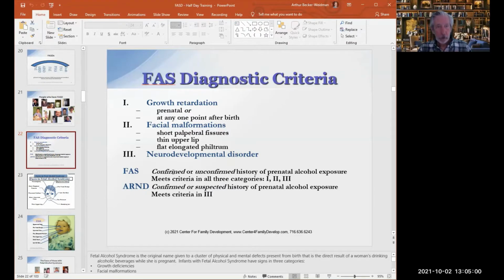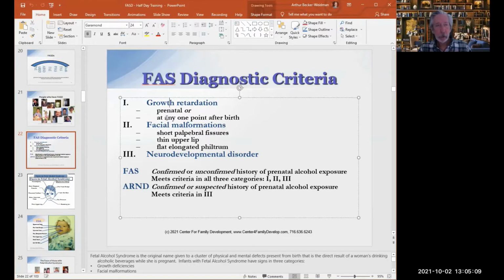So for FAS, you need confirmed or unconfirmed history of exposure and category 1, growth retardation, prenatal or anytime after birth, facial malformations, and neurodevelopmental disorders, cognitive impairments. For ARND, confirmed or suspected history of prenatal exposure, coupled with measurable developmental delays, including cognitive impairments.